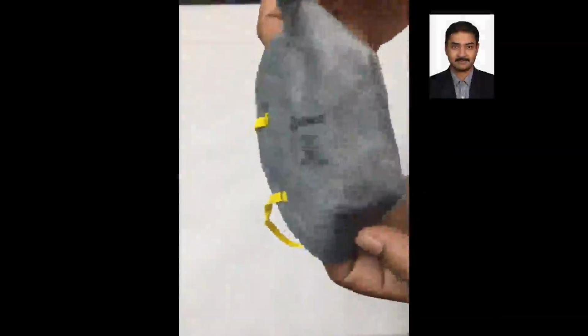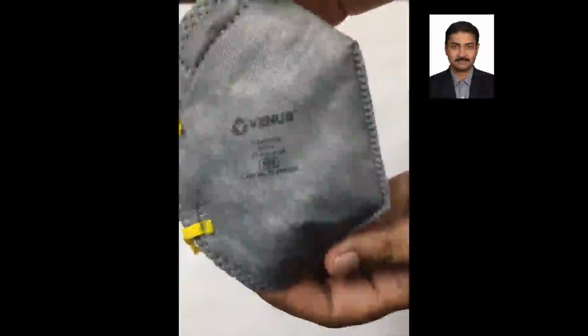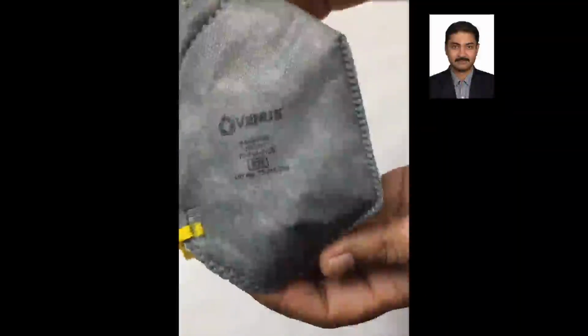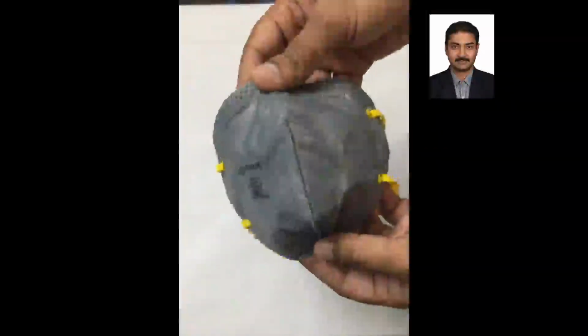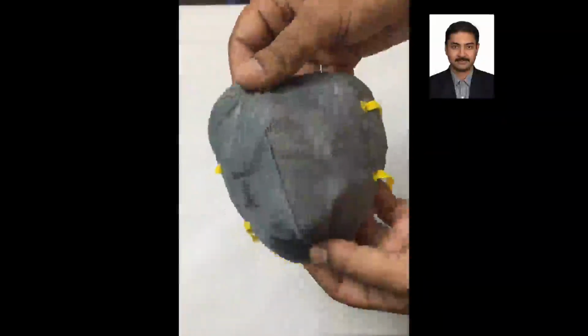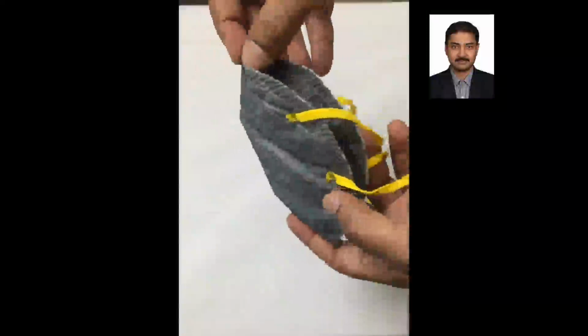This mask again is an N95 mask. Now this particular mask does not have any notation on it whether it is FFP1 or 2. We did some research. Some of the models are FFP2, some of the models are FFP1. So please do your research and find out what kind of respiratory protection you are being offered.